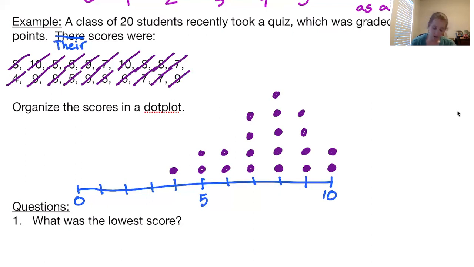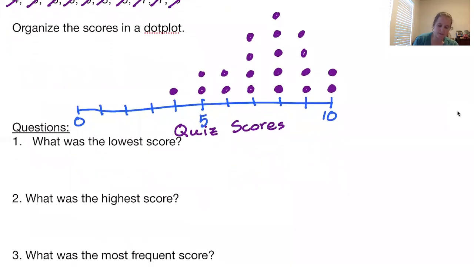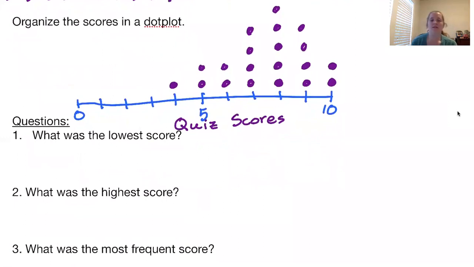So this is our dot plot. Usually we like to label at least our number line, what it represents. So down on the bottom, this is our quiz scores. And again, each dot represents one individual, and where it fell on the number line is their quiz score. So now we are going to forget that we had that data set and just answer some basic questions based off of the dot plot.